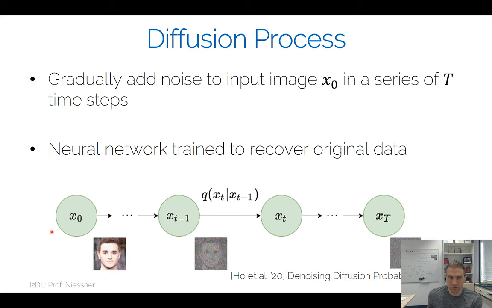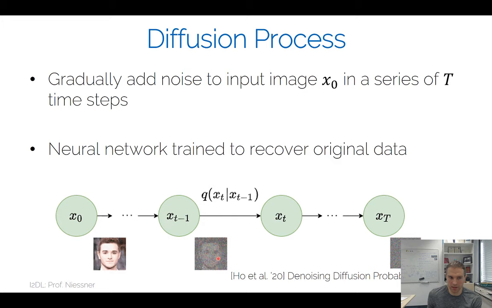Now you have this series of T time steps. It goes x0, then up to x_{t-1}, x_T, and it goes to pure noise at the end of the day. The idea is that you model this distribution Q, a conditional distribution that takes x_{t-1} as input and predicts x_t. So I want to add some noise, and I go to x_t. I basically always go to the right here. This is the forward process.